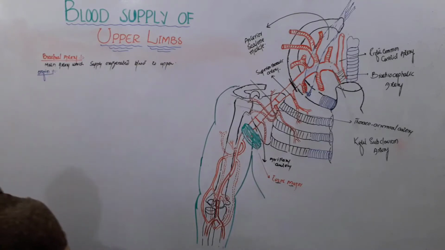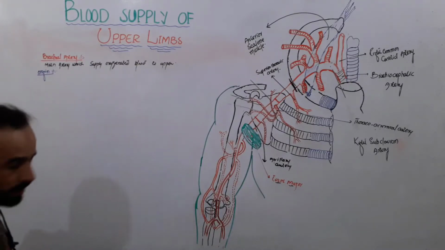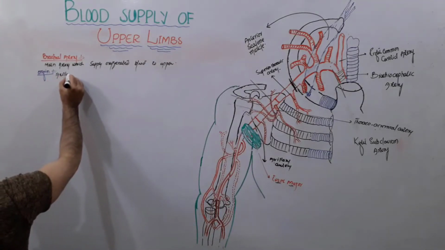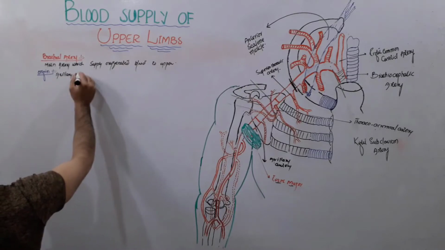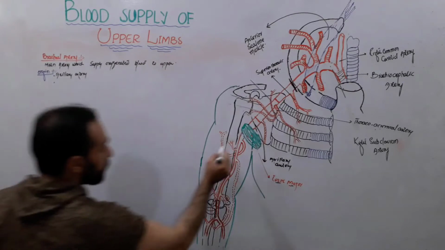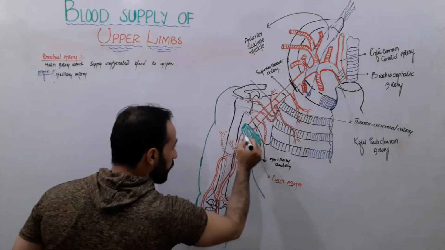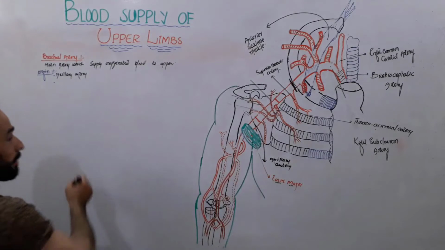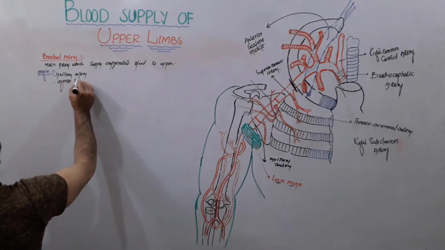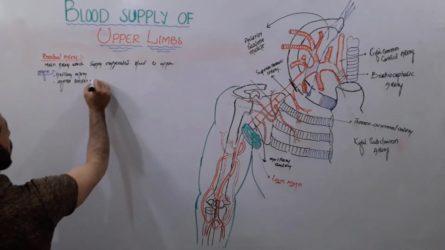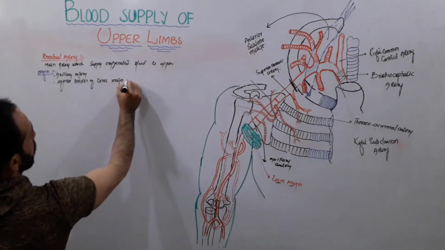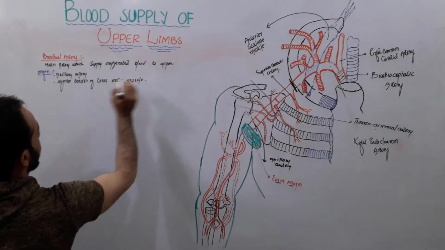This artery arises from the axillary artery. I have told you here, from the axillary artery, the first thing, and then we say at the level of the inferior border of the teres major muscle. It's a big thing we learned.